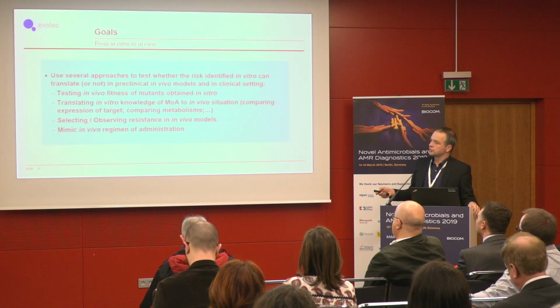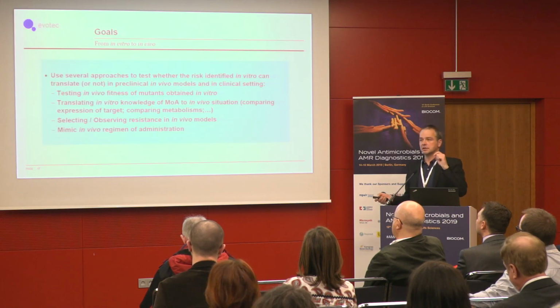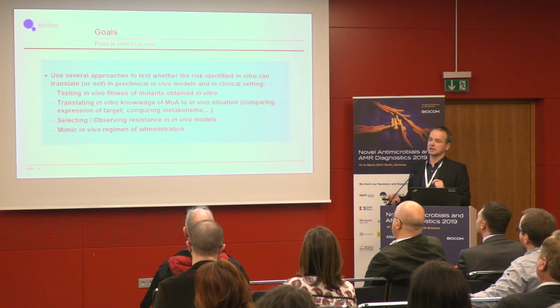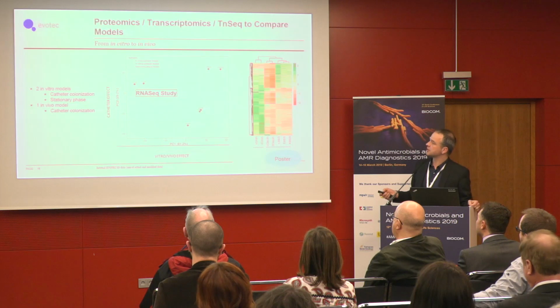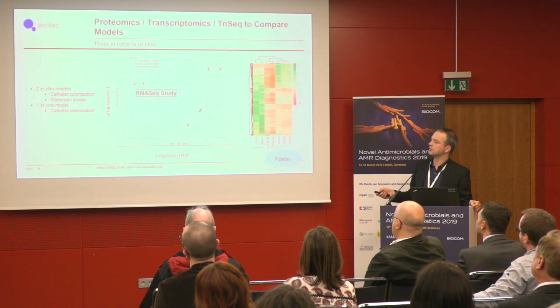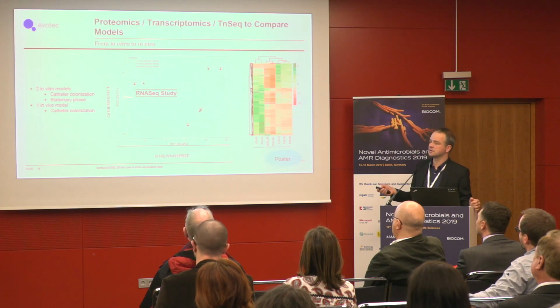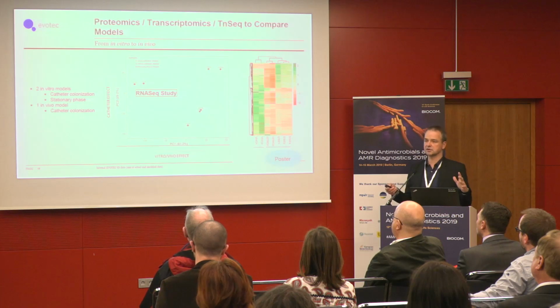We also start to do experiments where we want to select and observe resistance directly in animal models. And this is actually very tricky also. So things we can do, and things we do, for instance, is to compare in vitro models to in vivo models. And we can do that using RNA-seq studies, for instance, to compare the different systems.